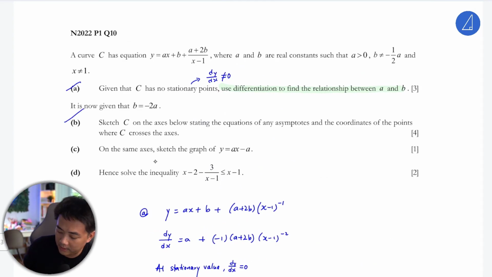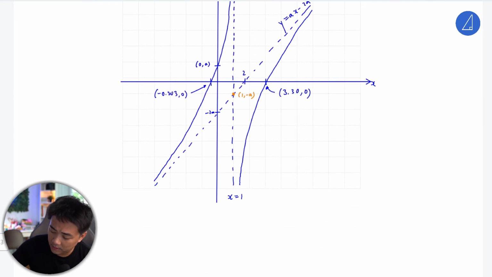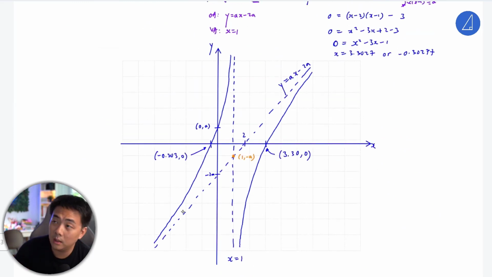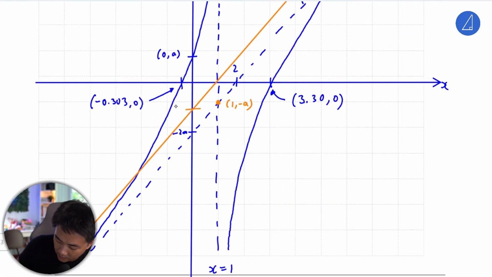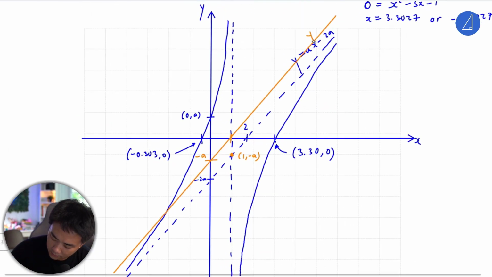On the same axis, sketch a graph of y equals ax minus a. So this is ax minus 2a. ax minus a will be the same line but translated by a units. Sorry, so this is minus 2a. So a units will mean that this is like half of it. So this one, I'm going to use my orange color. That's minus a. Then this is y equals ax minus a.